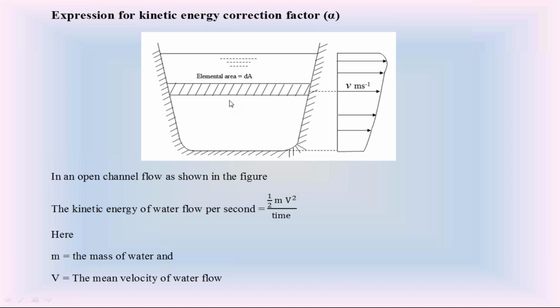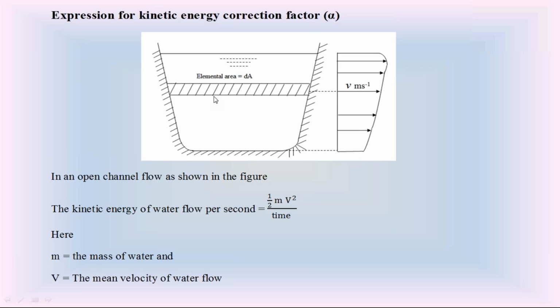Now, I consider one thin water layer in the open channel flow. Please observe this water layer. To prepare that equation of alpha, we consider one thin water layer in the open channel flow, not this entire water flow. We consider one thin moving water layer in this open channel flow. For this water layer, take the area as dA.